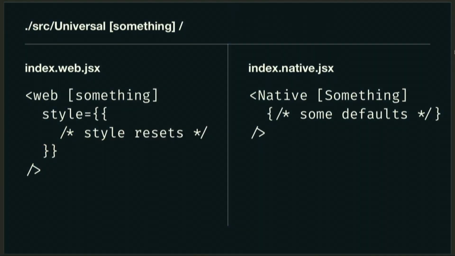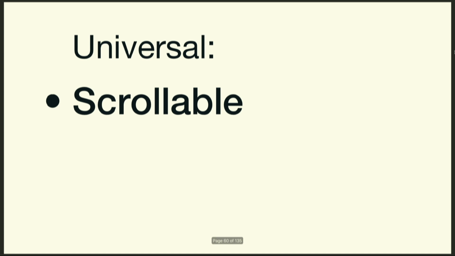We're going to have a universal something that compiles to a web something with some style resets typically, and to a native something with some defaults. And we keep going with universal scrollable views, which is how you define them in React Native for something that scrolls, for SVG elements, so you can have surfaces and path and everything, and you can keep going and going and going and build universal everything.